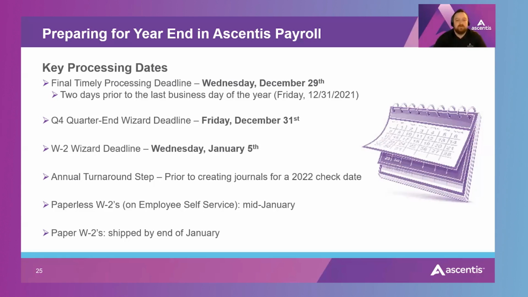Paperless W-2s are due to be posted online and in the mobile app around mid-January, and paper W-2s are expected to be shipped by the end of the month. Shipment dates will vary by directory.